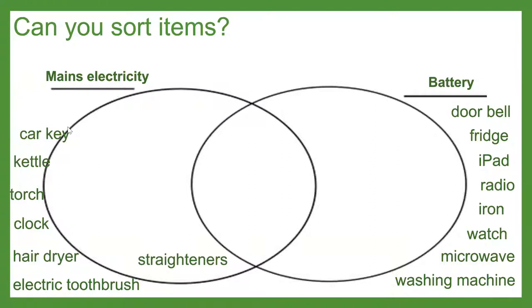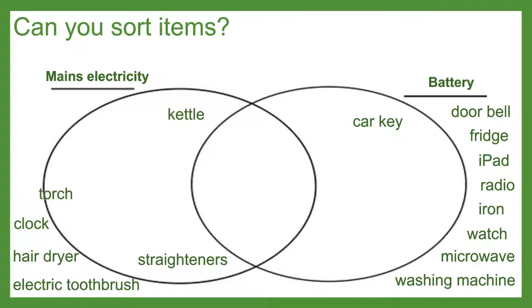A car key. Now a car key wouldn't be very good if it plugged in at the wall. So a car key would be battery operated. Okay, so that's mobile. We take that with us. That will be operated by a battery. You wouldn't have a car key if a cable plugged into the wall. Okay, the next one, a kettle. So a kettle plugs in at the wall, that is mains electricity.